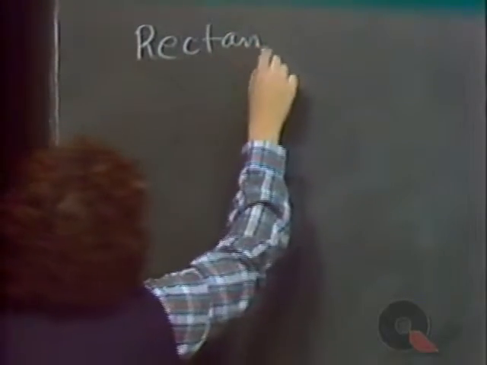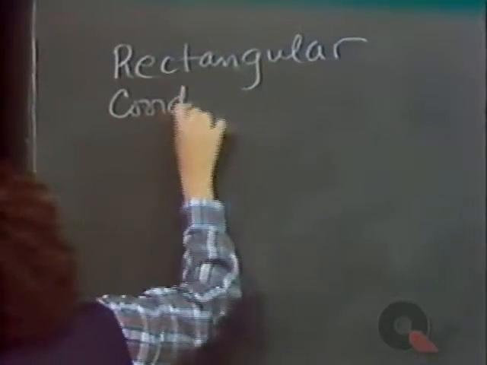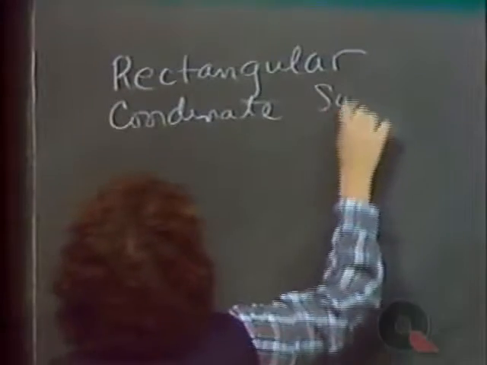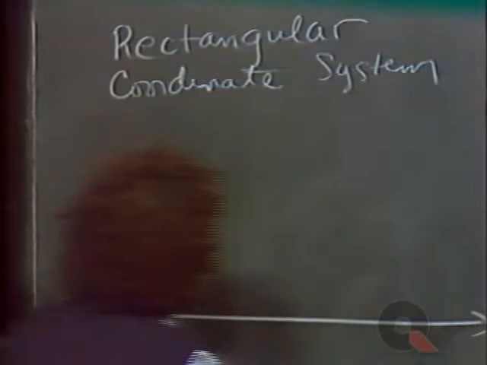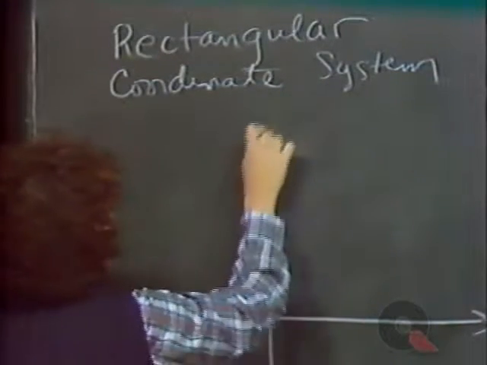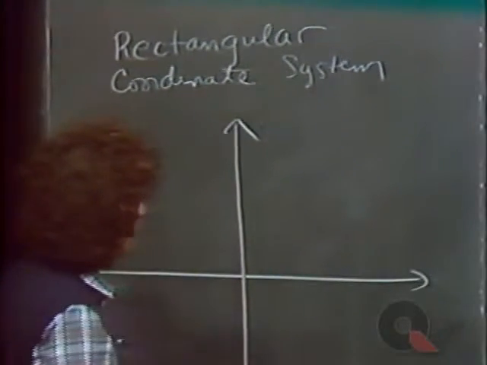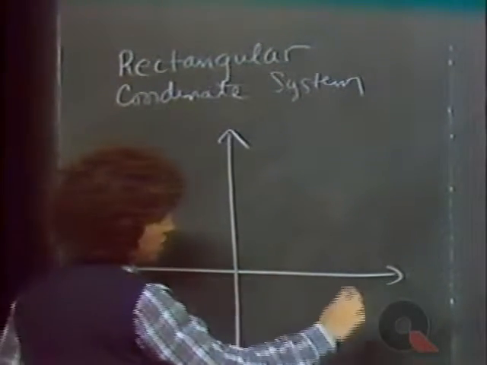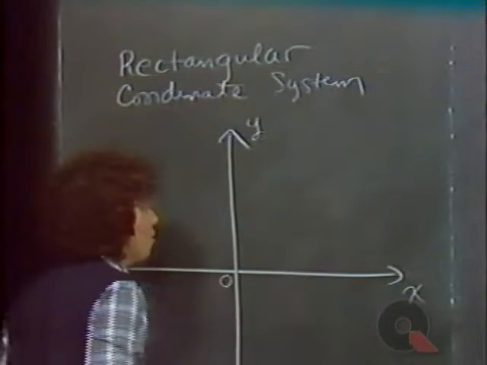In this video, we will study the polar coordinate system. Now, you're all familiar with the rectangular coordinate system, also known as the Cartesian coordinate system, in which each point in the plane is associated with an ordered pair of real numbers which measure the distance of the point from two mutually perpendicular lines known as axes. The horizontal line is known as the x-axis, the vertical line, the y-axis. They intersect at the origin.